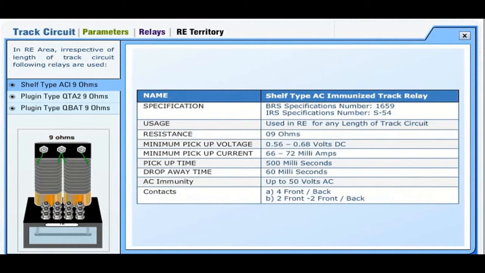In RE area, irrespective of length of track circuit, the following relays are used. These are AC immunized 9 ohm relay, QT80 relay of 9 ohms, QB80 relay of 9 ohms.